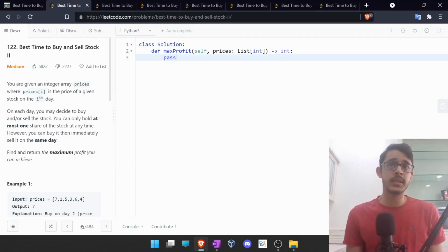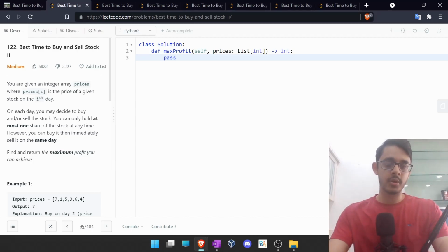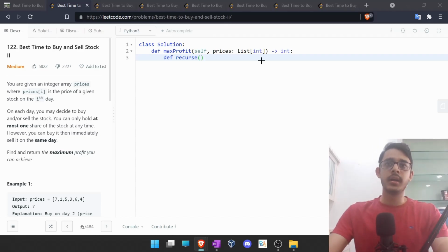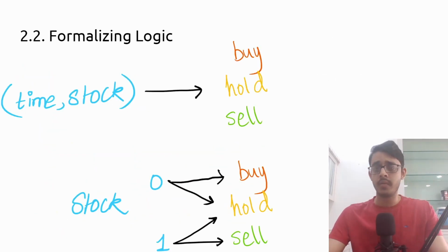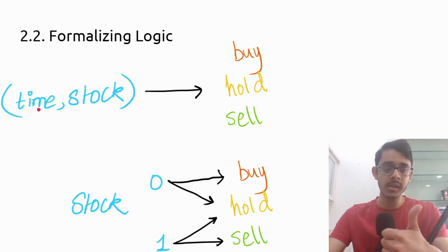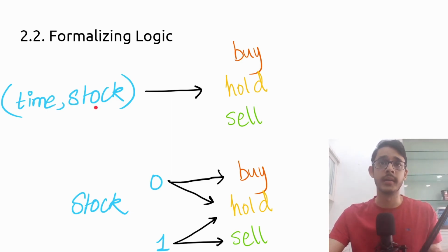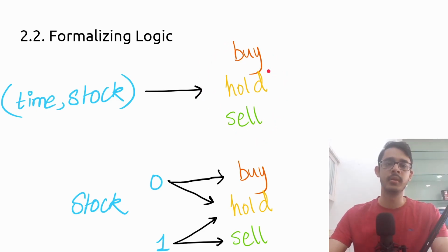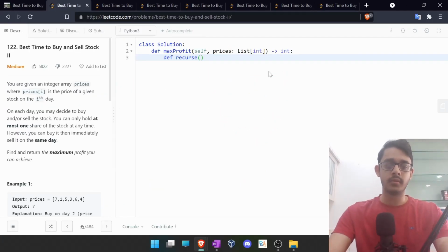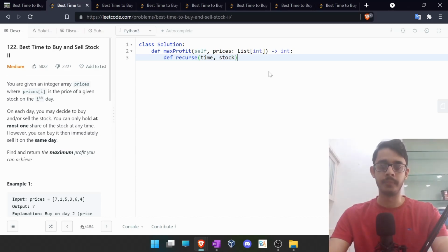Okay, let's code up the solution for best time to buy and sell stock too. The first thing we're going to do is write down the recursion function. And what did we note for the recursion function? Well, we realized that the recursion was just a unique combination of what current time step we are at, as well as the number of stocks in our hand. And that is going to determine which action we should take. Okay, so let's go ahead and write down time and stock.